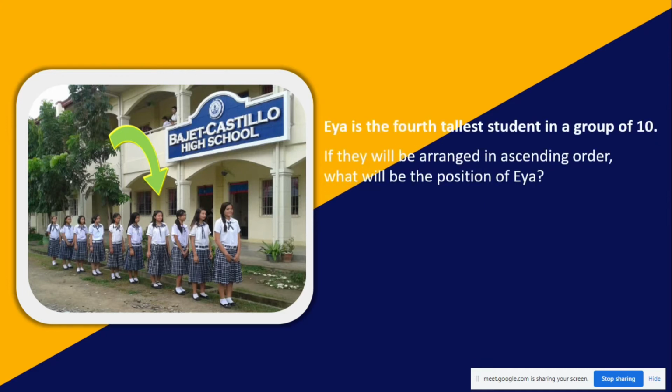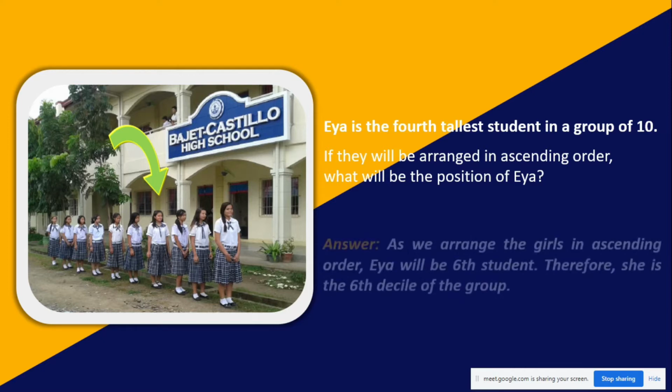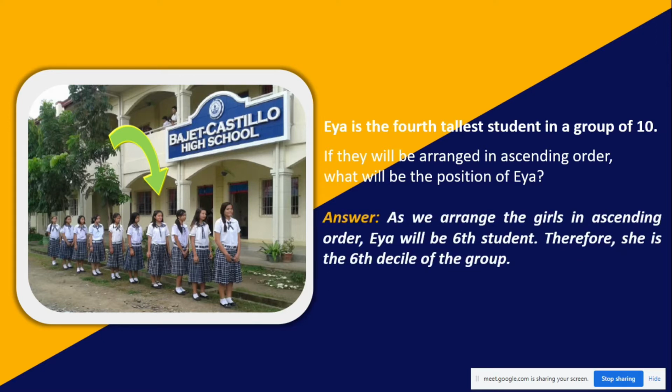Aya is the 4th tallest student in the group of 10. If they are arranged in ascending order, what will be the position of Aya? In ascending order, Aya will be the 6th student. If the one at the leftmost is the shortest, then the one at the rightmost is the tallest. So Aya there is the 6th student. Therefore, Aya is in the 6th decile.